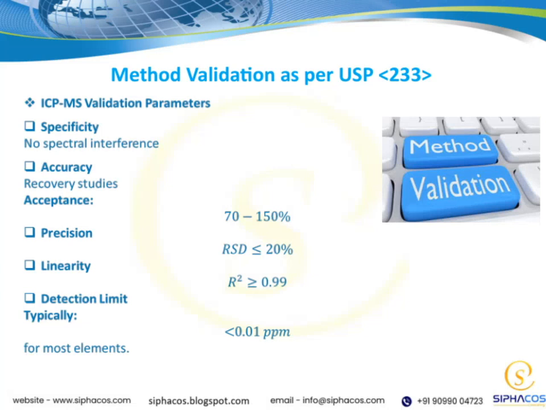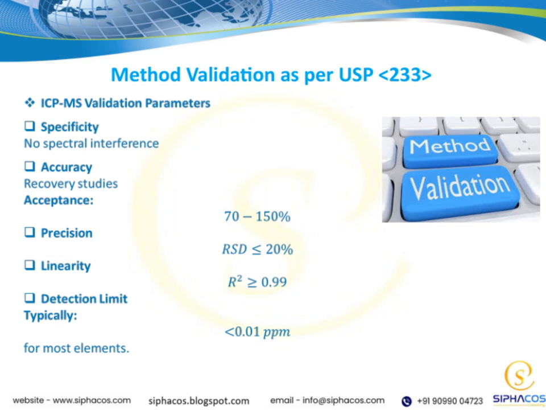Method validation is a crucial step to ensure our testing meets the highest standards. According to USP Chapter 233, this process confirms that our methods are reliable, accurate, and precise. It's about proving our approach consistently delivers trustworthy results. By following these guidelines, we build confidence in our data, and ultimately, in the safety and quality of the products we work with.